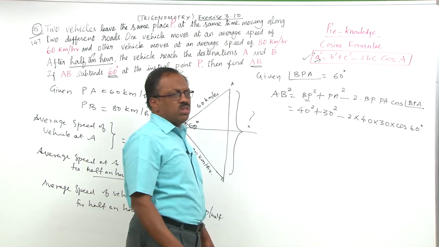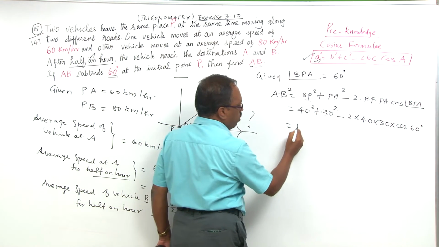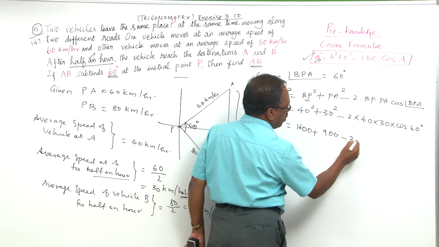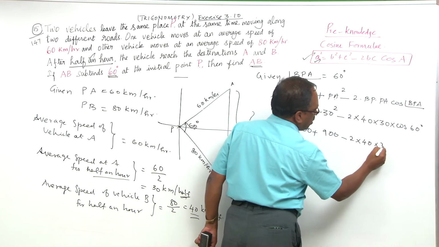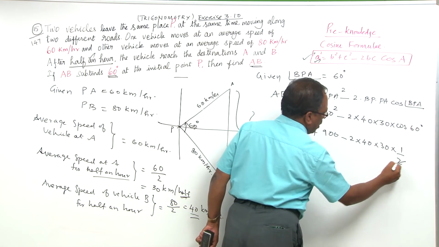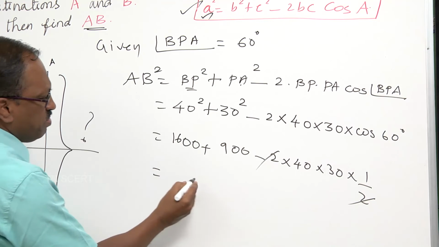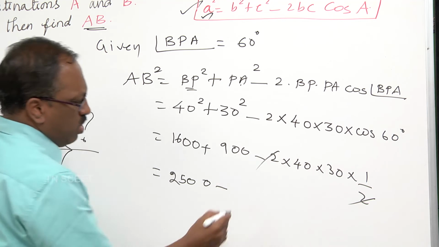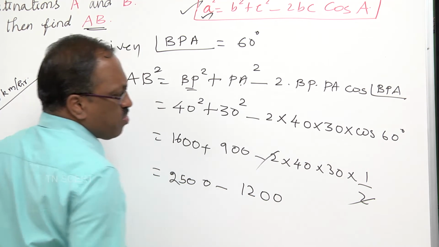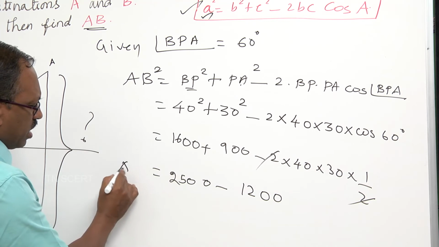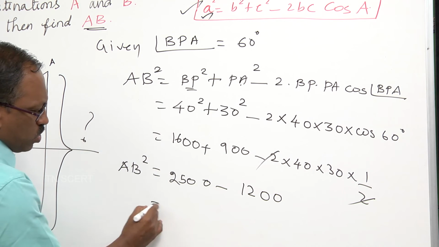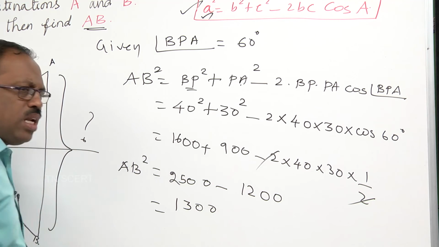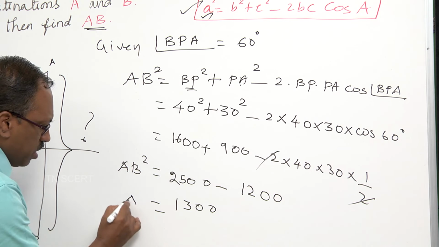All these things are known. It's very simple to calculate. So 4 into 4, it is 1600. This is 900. 2 into 40 into 30 into cos 60 is 1 by 2. This 2 gets cancelled here. So that is 2500 minus 1200. So by subtracting this, what we are getting is nothing but 1300, that is AB square.